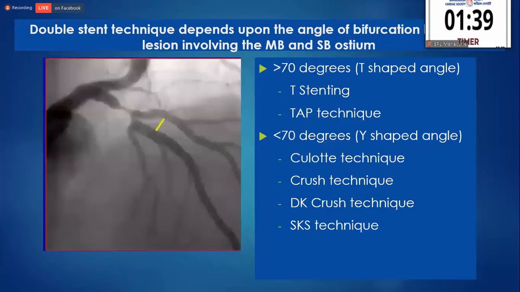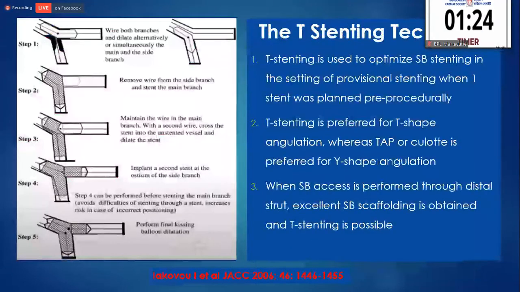Double stent techniques depend upon the angle of the bifurcation lesion. Already I said that if it is more than 70 degrees, T-stenting and TAP technique is suitable. If less than 70 degrees, Culotte and crush technique and DK crush technique are the more suitable techniques. Here we discuss just shortly, there is the T-stenting technique.